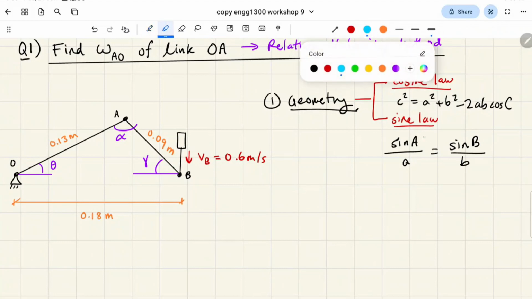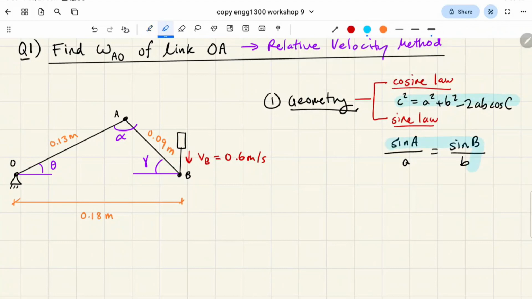Yep, so I've just written them out pretty much. The big letters stand for angles, and the small letters stand for the side opposite to it, right? So the side opposite to theta would be 0.09, for example.